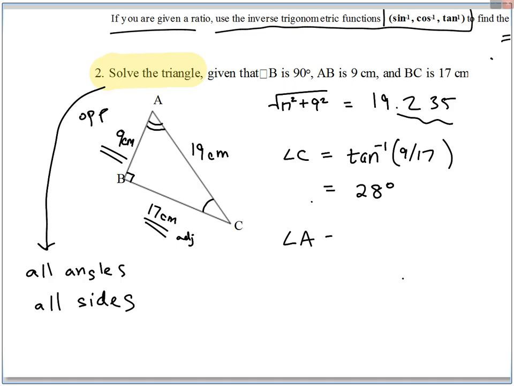If you have one of the acute angles, how do you get the other acute angle for free? Good. 90 minus 28. I love it. Miss Teague said 180 minus 90 minus 28, but we're smarter than that. We shortcut it.